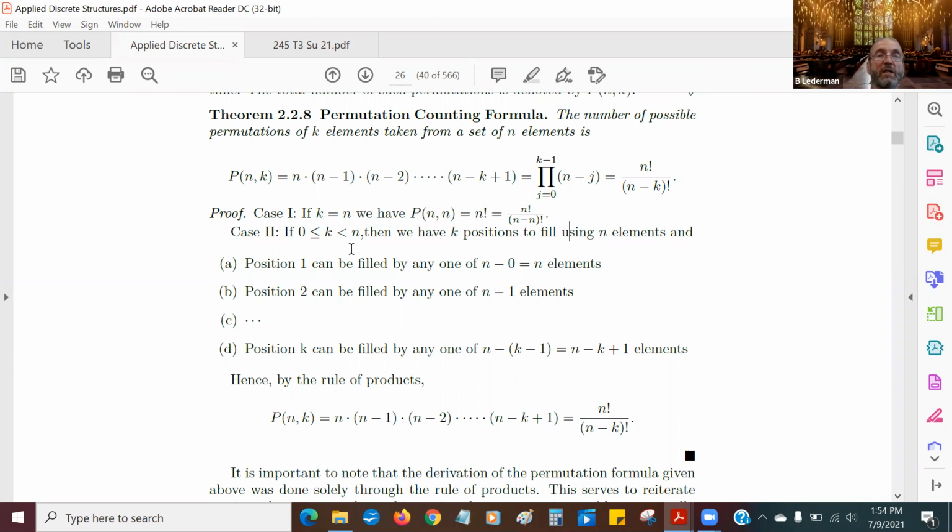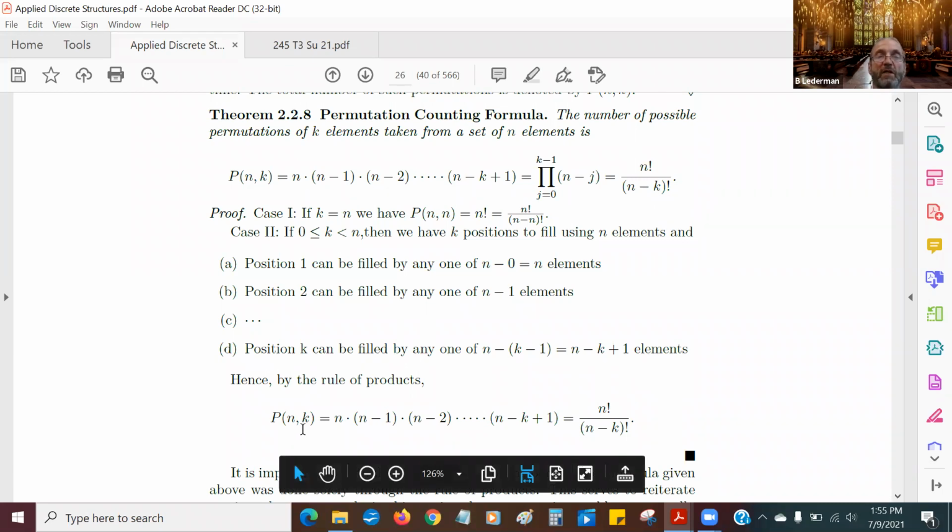Now, let's say k is less than n. It's between 0 and n. So we have k positions to fill using the n elements. Position 1 can be filled with any of n minus 0, which is n elements. Position 2 can be filled with any of the remaining n minus 1 elements. Position 3, any of the remaining n minus 2, and so on. Finally, position k can be filled with any of the n minus parenthesis k minus 1, which is the same thing as n minus k plus 1 elements. So by the rule of products, we have P of n, k is n times n minus 1 times n minus 2 and so on, which is exactly what the theorem says it is, and the rest is history.